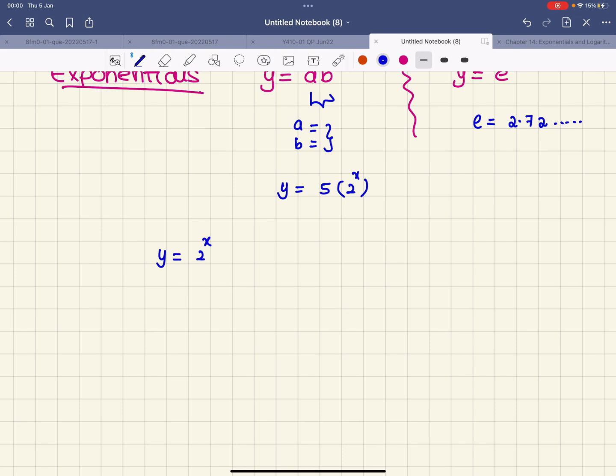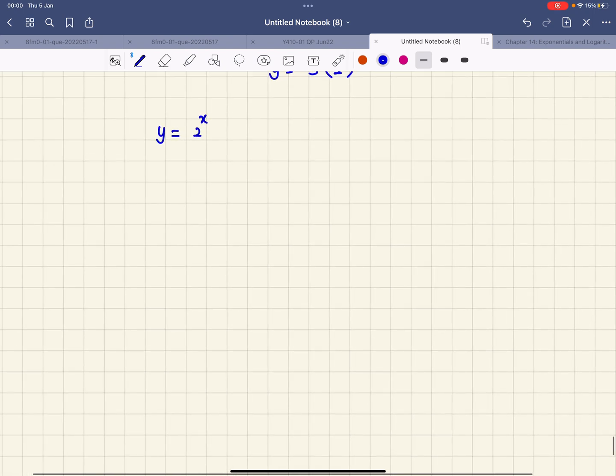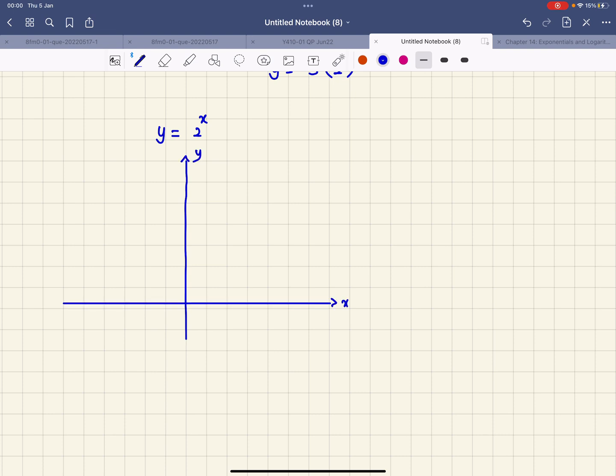If you think about y is equal to 2 to the power of x, the graph is going to look like this. That's your x-axis, that's your y-axis, and then the graph is going to be like that, and it would pass through 1. How do I know it's going to pass through 1? The y-intercept is when x is equal to 0. If I put x as 0, y is equal to 2 to the power of 0, and 2 to the power of 0 is 1.